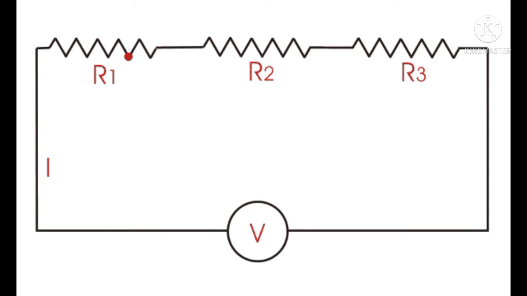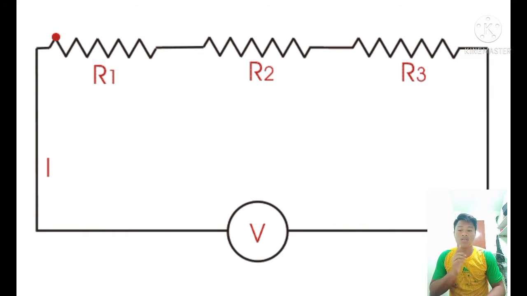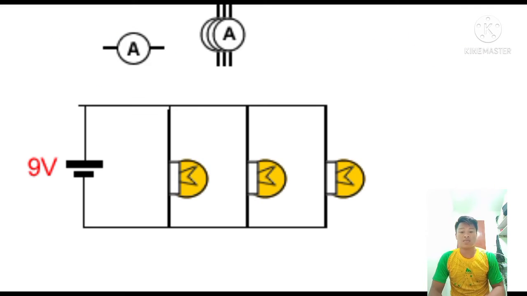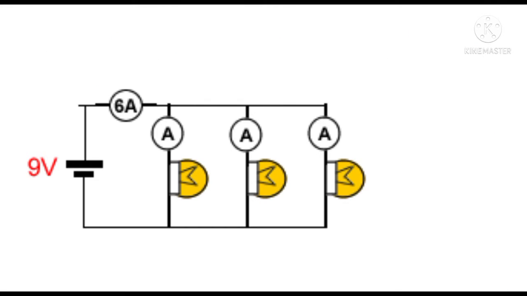Now let's get started. What is a series circuit? A series circuit is a circuit in which resistors are arranged in a chain, so the current has only one path to take. The current is the same through each resistor, and a series circuit is also defined as having only one path through which current can flow. Now, what about a parallel circuit?